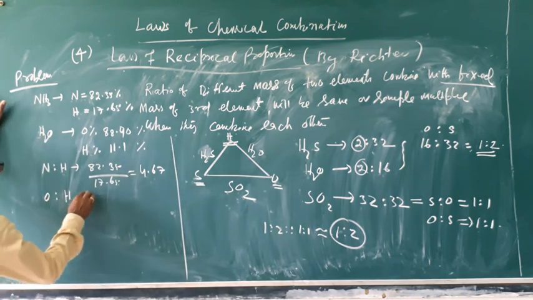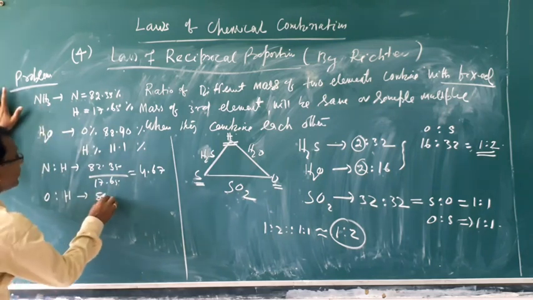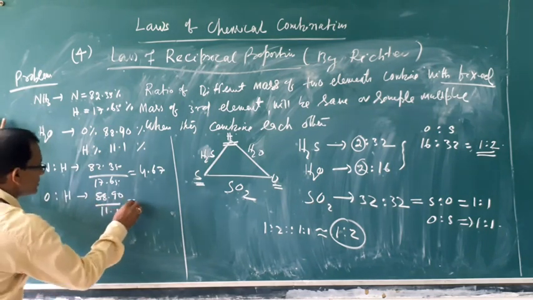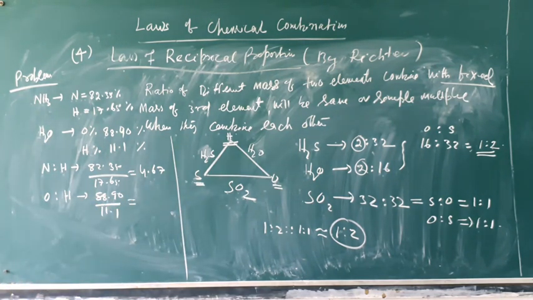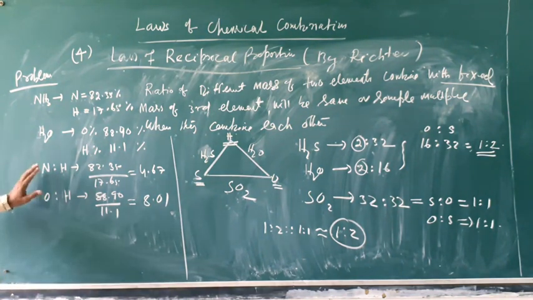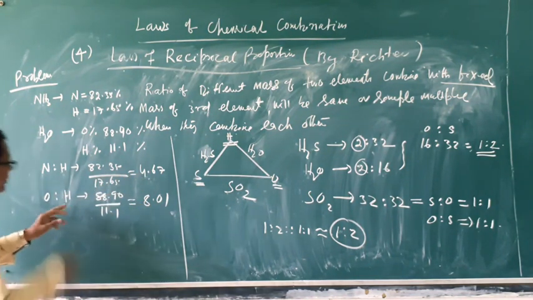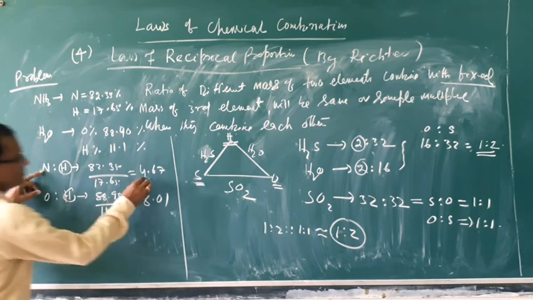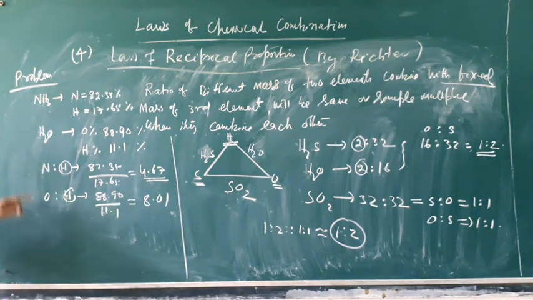Oxygen and hydrogen ratio. Oxygen is 88.9 upon hydrogen 11.1. What is the value? O/H ratio. The O/H ratio is 8.01. So this is the N/H ratio, this is the O/H ratio, keeping hydrogen constant. Because we are dividing, hydrogen means per gram. That means hydrogen is constant. This is the amount of nitrogen per gram of hydrogen, and this is the amount of oxygen per gram of hydrogen.